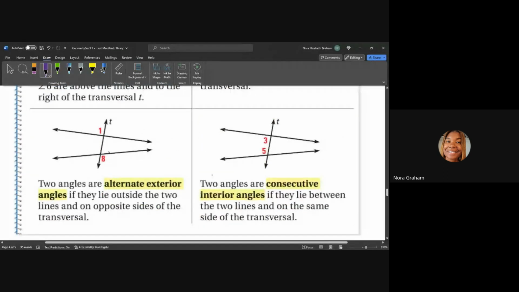And then again, I have alternate exterior angles. Alternate means other side of my transversal. Exterior means outside of my two lines. So outside of my two lines, and on the other side of my transversal, I have alternate exterior angles. And then consecutive interior angles. Consecutive means one after another, and interior means inside. So inside of my two lines and right next to each other, I have my consecutive interior angles, right?